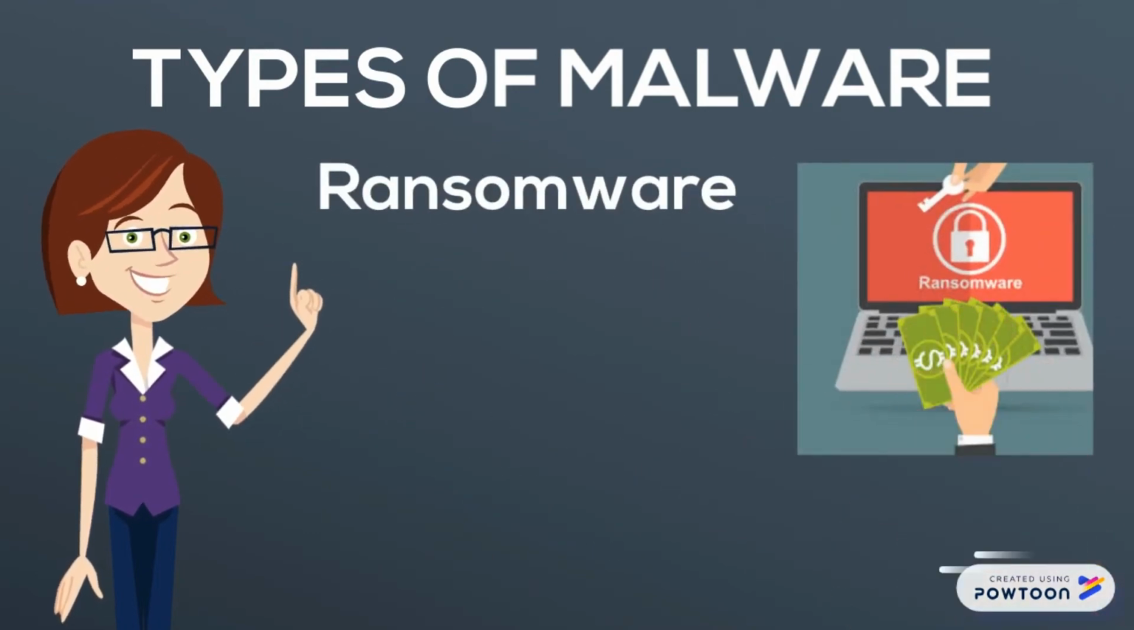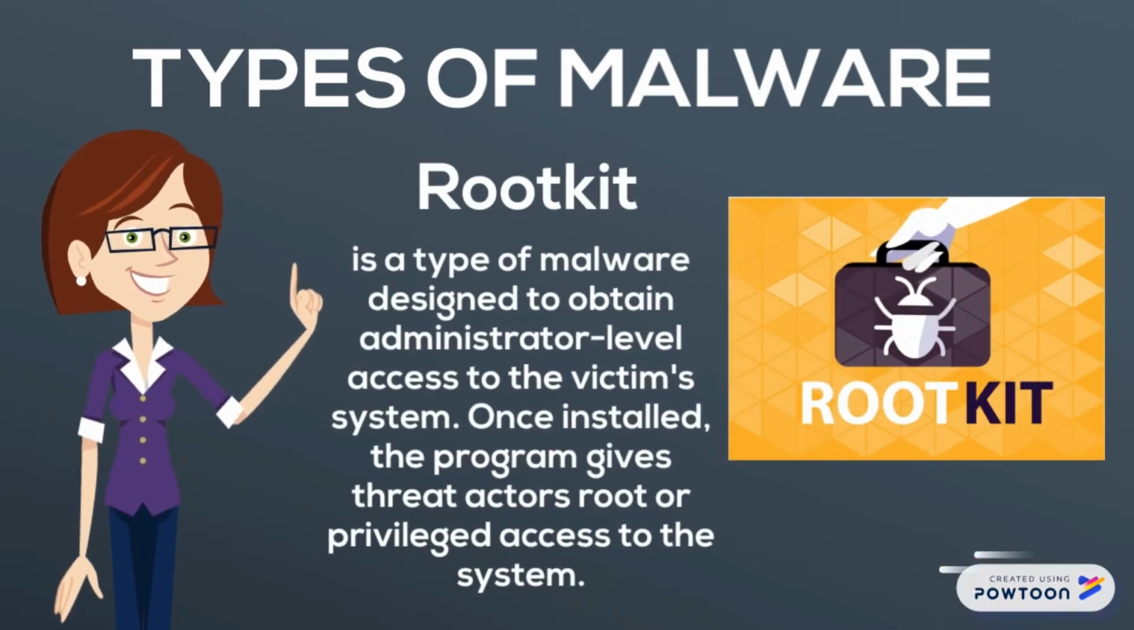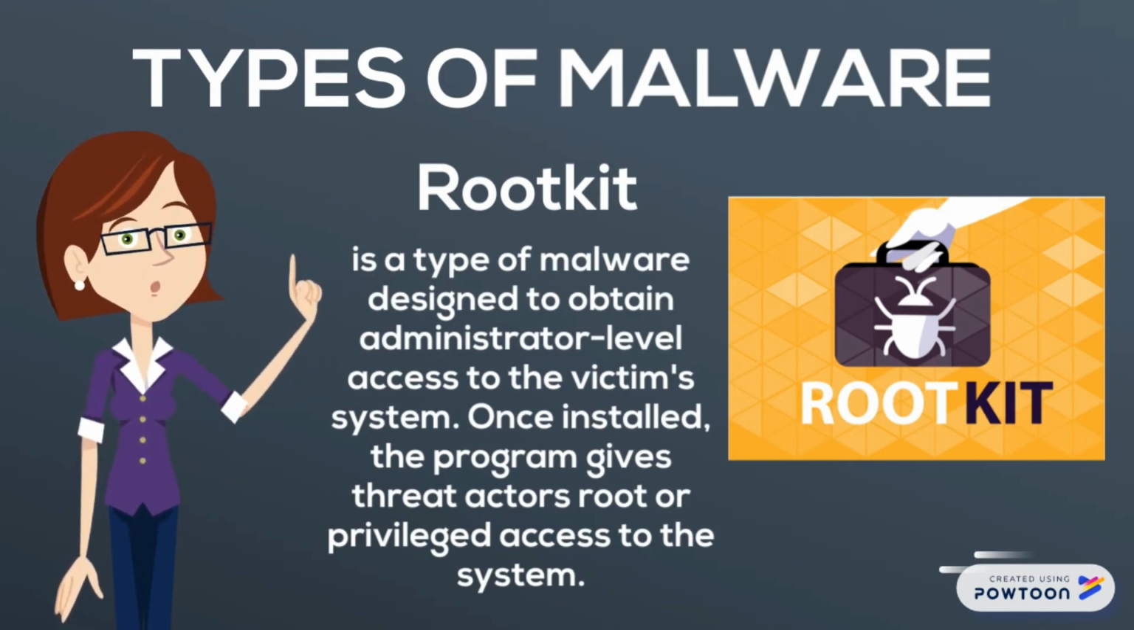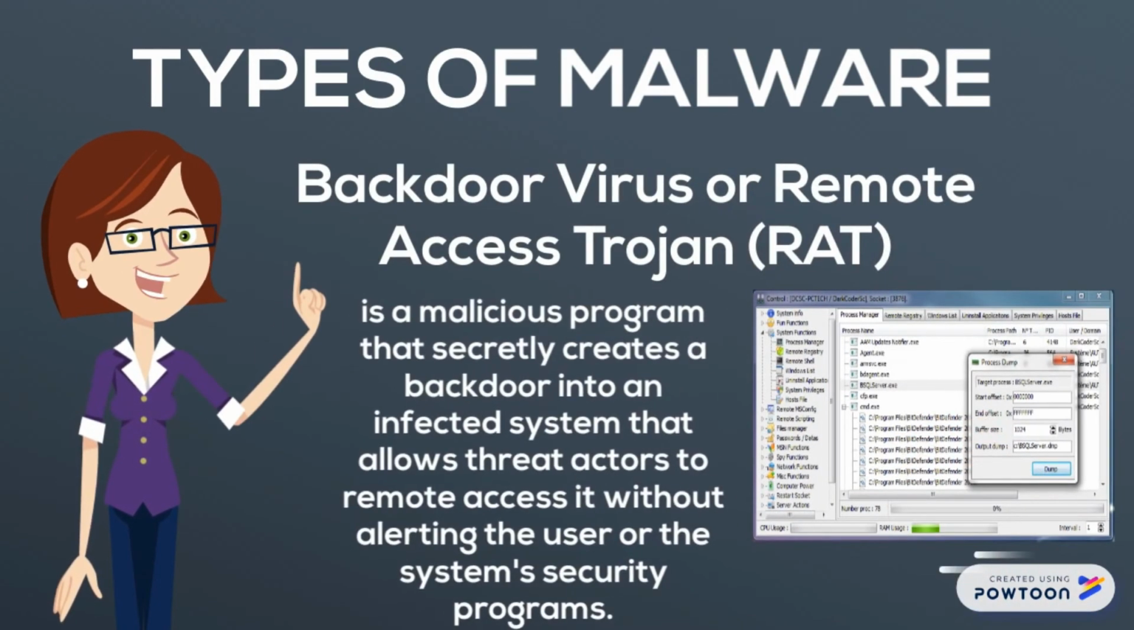Ransomware, for example, is designed to infect a user's system and encrypt the data. Cybercriminals then demand a ransom payment from the victim in exchange for decrypting the system's data. A rootkit is a type of malware designed to obtain administrator-level access to the victim's system. Once installed, the program gives threat actors root or privileged access to the system. A backdoor virus or remote access Trojan, RAT, is a malicious program that secretly creates a backdoor into an infected system that allows threat actors to remote access it without alerting the user or the system's security programs.